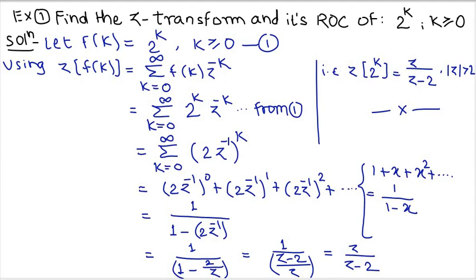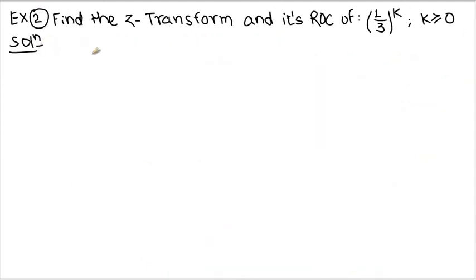Now we will solve example number 2. Find the z transform and its ROC, again the region of absolute convergence is to be found, of the function 1 upon 3 raised to k. The same condition is provided again, k is greater than or equal to 0, right? Again I will denote the given function as f of k. What is the given function? It is 1 upon 3 raised to k. Again the condition is k greater than or equal to 0, equation number 1.